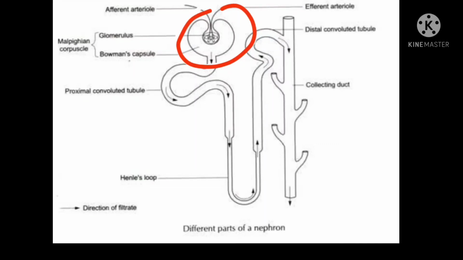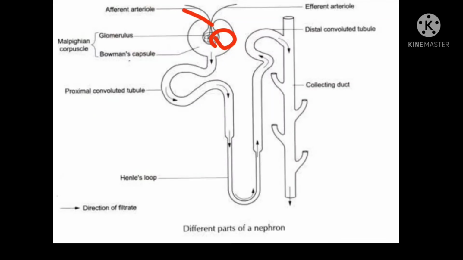This part consists of this cup-shaped structure which is called the Bowman's capsule, and another part is the tuft of arterioles in the inside, and this tuft of arterioles is called the glomerulus.